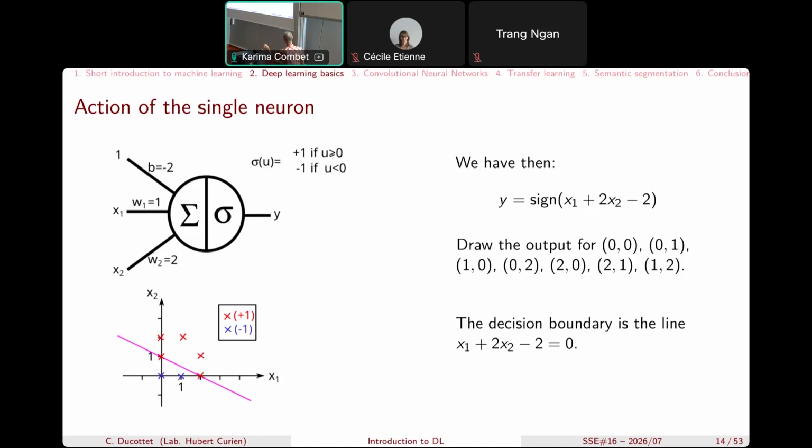x1, x2, it is 0, 1, 0 on x1, and 1 on x2, it will be this point, and so on. So we could see easily that the red points will be above this line, and the blue ones will be below the line, okay? So we have a decision boundary, whose equation is given by this formula. So basically, a single neuron in that case is doing just a simple separation between some positive samples and some negative samples. It is doing a kind of binary classification.